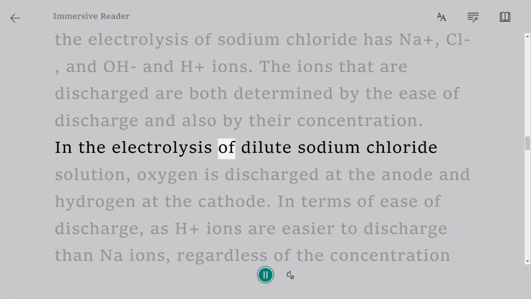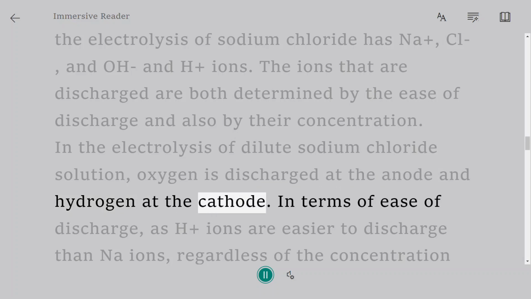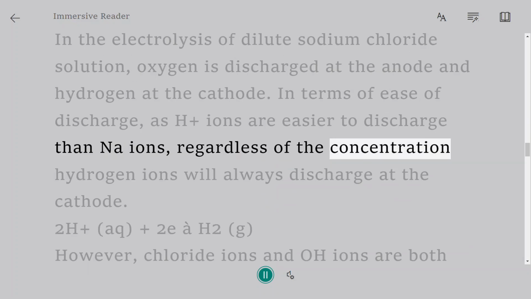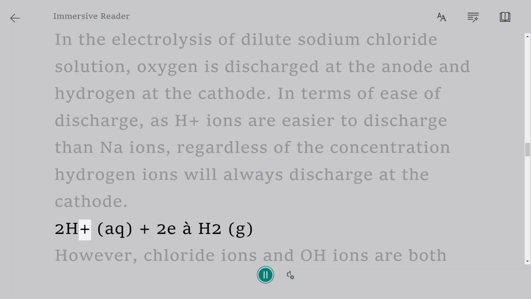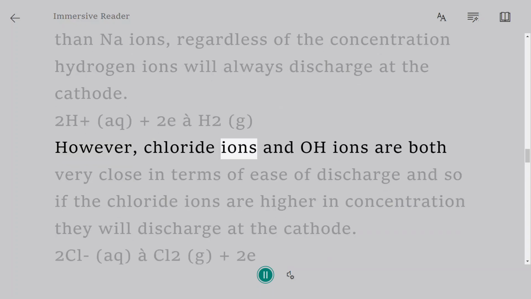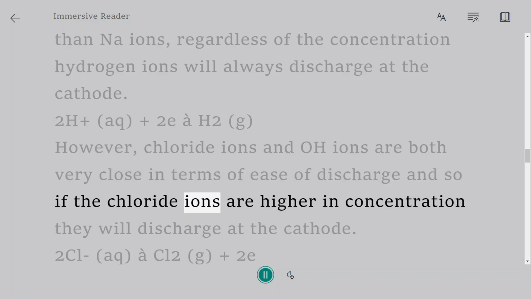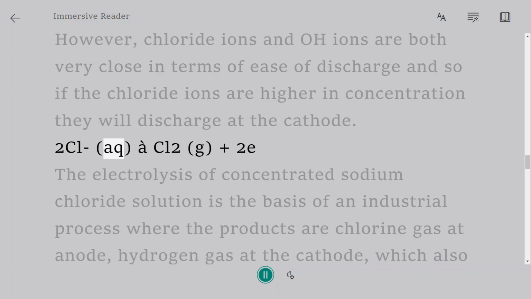In the electrolysis of dilute sodium chloride solution, oxygen is discharged at the anode and hydrogen at the cathode. In terms of ease of discharge, as H+ ions are easier to discharge than Na+ ions, regardless of the concentration, hydrogen ions will always discharge at the cathode: 2H+(aq) + 2e- → H2(g). However, chloride ions and OH- ions are both very close in terms of ease of discharge, and so if the chloride ions are higher in concentration they will discharge at the anode: 2Cl-(aq) → Cl2(g) + 2e-.